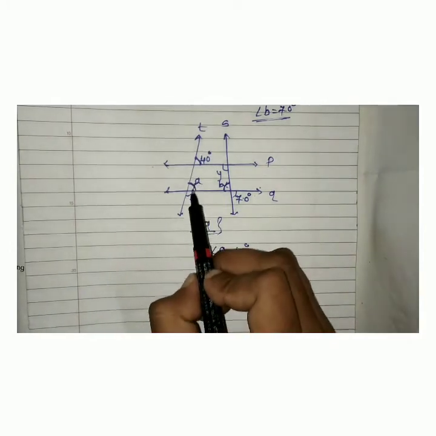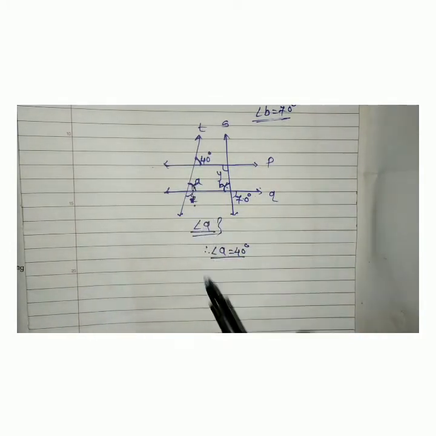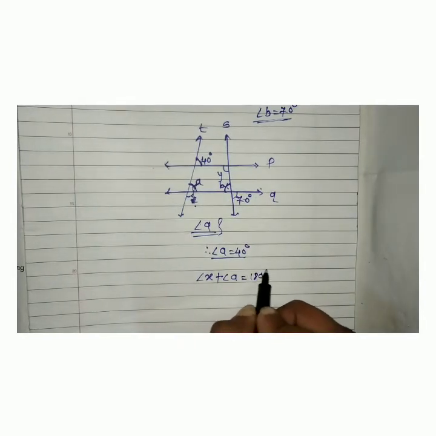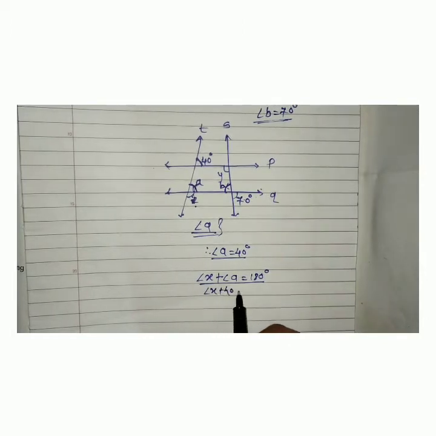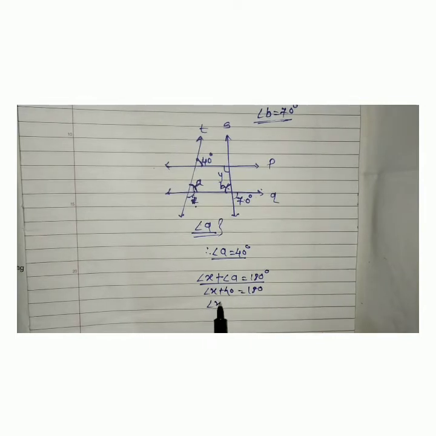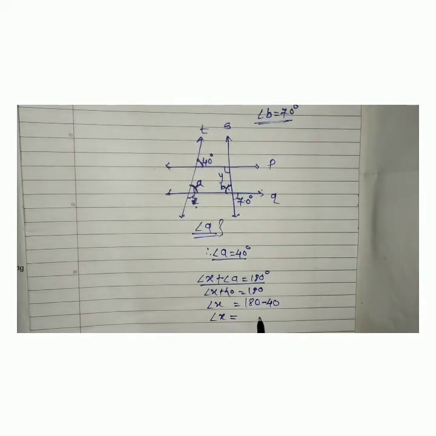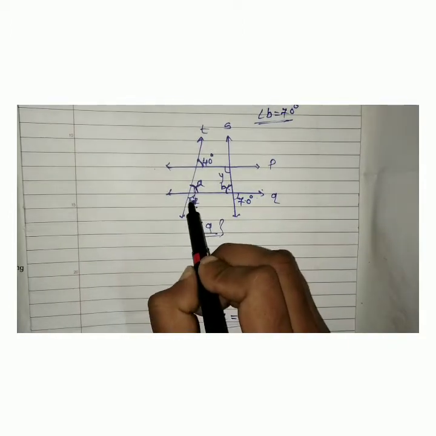To find the value of angle x: angle x and angle A form a linear pair. Therefore angle x plus angle A is equal to 180 degrees because the angles are in a linear pair. Angle A's measurement is 40, so angle x plus 40 is equal to 180. The 40 is plus on this side, so it becomes minus. Therefore 180 minus 40, we get angle x is equal to 140 degrees. Okay, this angle's measure is 140.